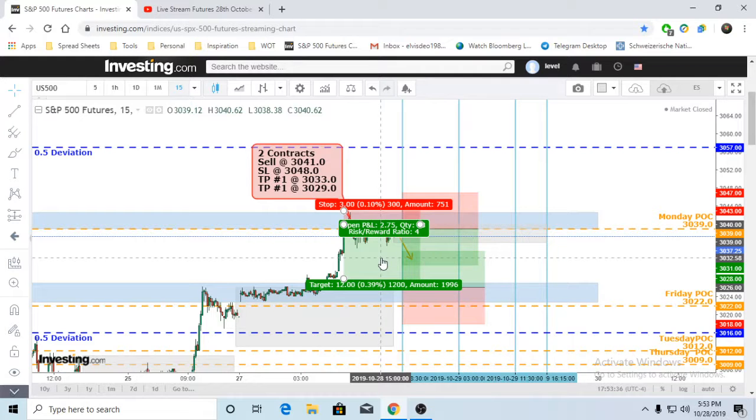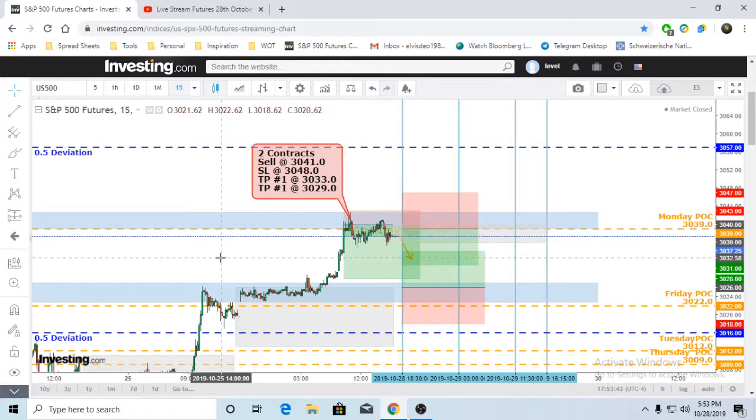So this is the active trade. We're looking at 12 points. We stopped the 3 points, which was just above, looking for the bigger move to the downside.